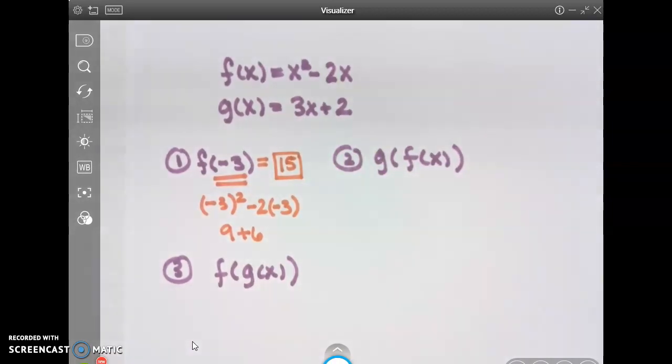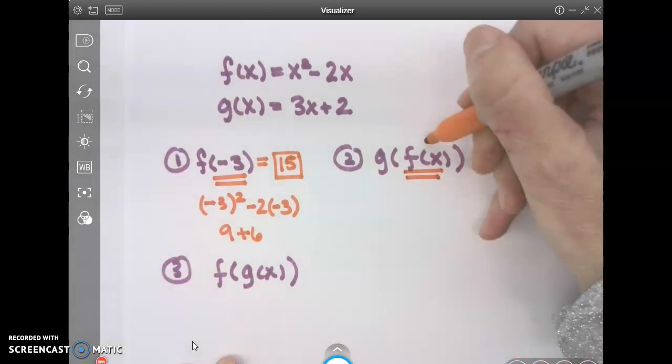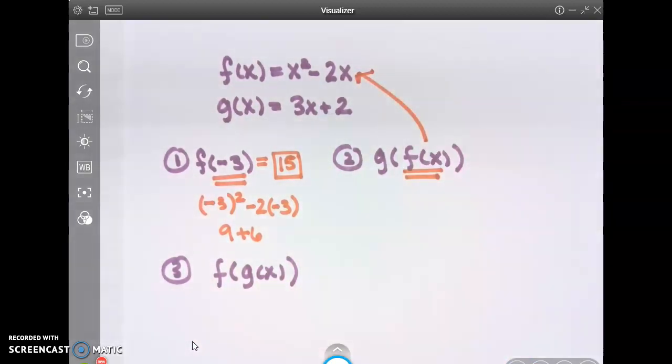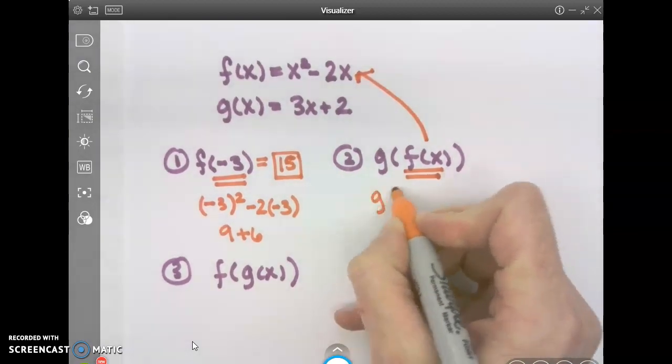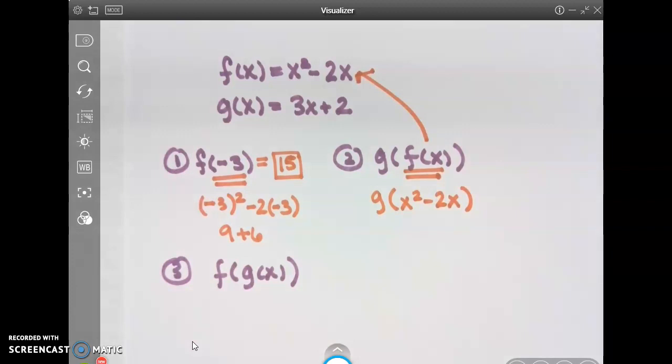So same idea. We've got this g of f of x. We're going to take what's inside, and that's going to be our substitute for x in the g function. So I need f of x. Good thing I've got it right here. So the first thing I'm going to do is substitute and replace that f of x with the expression that is equivalent to f of x.